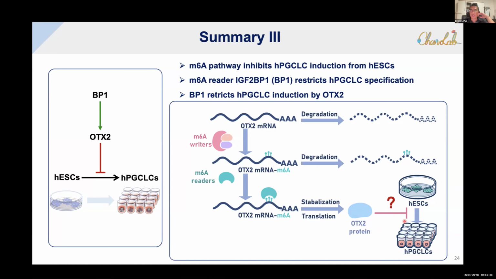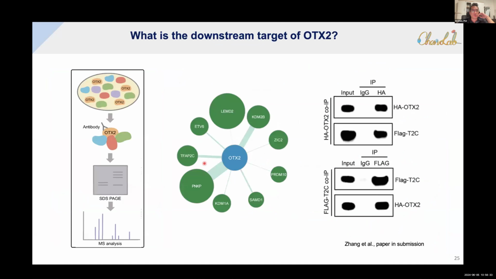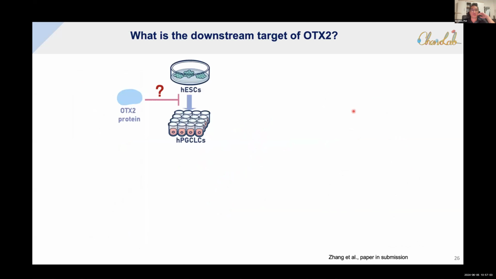And our next question will be how OTS2 suppresses the induction of the embryonic stem cells. So we performed co-IP mass spec and tried to identify the partner of the OTS2 in the embryonic stem cells, to identify which could be the potential downstream partner of the OTS2 in regulating germ cell development. And we found that TFAP2C is one of the key factors that physically interacts with OTS2, and we confirmed this physical interaction by co-IP experiments.